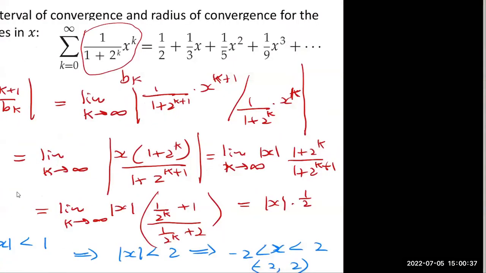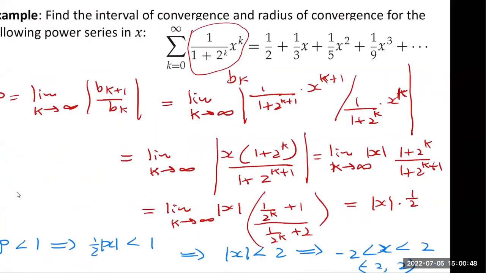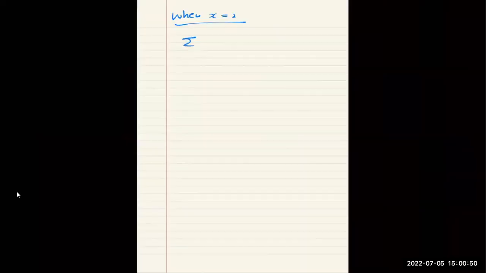When x is equal to plus 2. Let's analyze point by point for endpoints, okay? When x is equal to 2, to analyze that, what I'm going to do is plug in x is equal to 2 in my power series. I'm going to put x is equal to 2 here and then analyze that series. If I plug in x is equal to 2 there, you get this particular series.